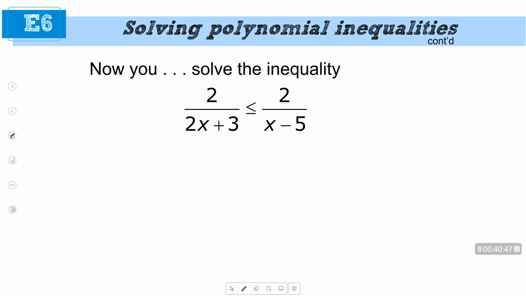Okay, so I'm going to solve that one. This ramps up pretty quick. Now, before I get started on this, what can you tell me about x? Go. Can't be 5. Or the other one. Negative 3 over 2. You're right.